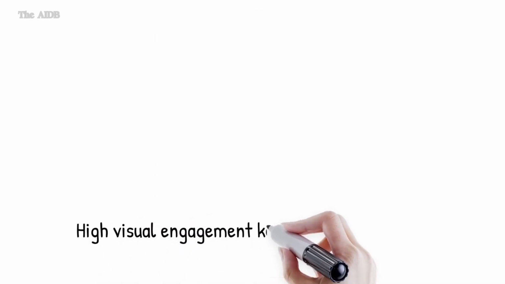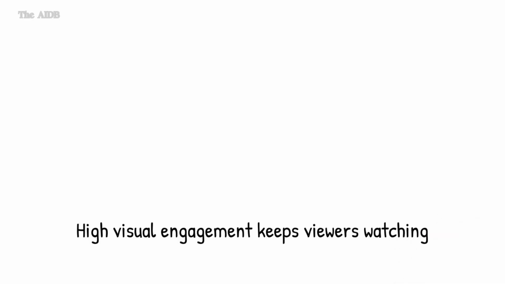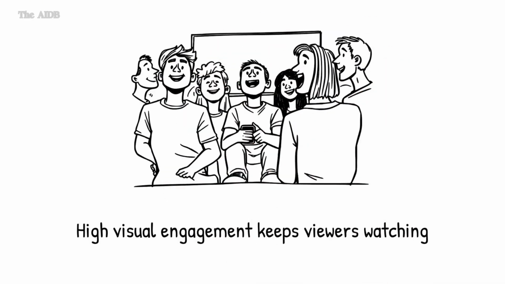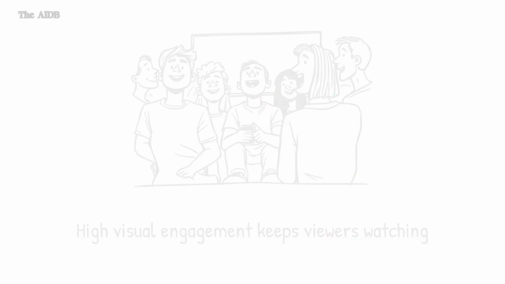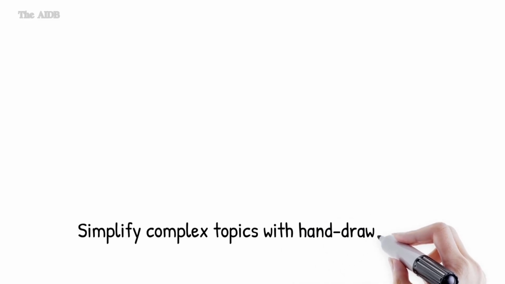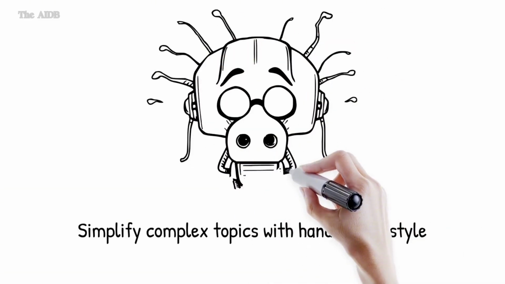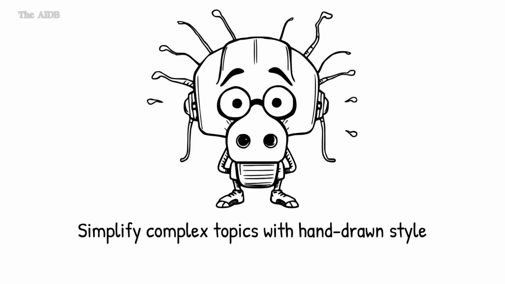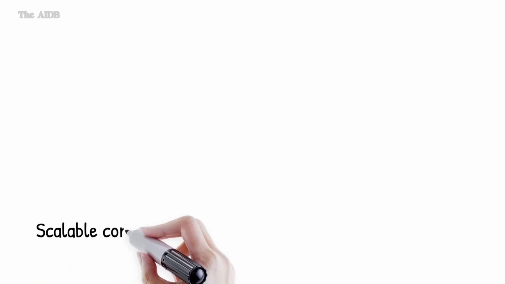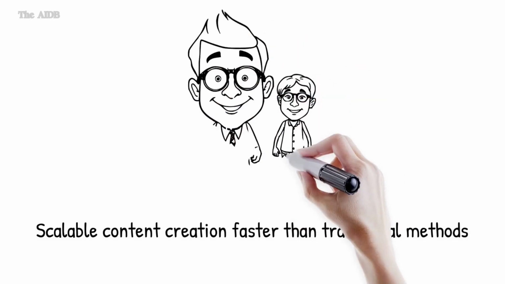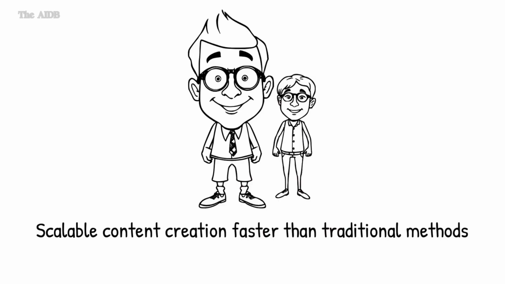2. High visual engagement. Doodle videos are inherently captivating. They draw viewers in and keep them watching, which is crucial for retention on YouTube. 3. Simplifies complex topics. The hand-drawn style makes even abstract or technical subjects easy to understand and remember. 4. Scalable content creation. Once you get the hang of it, you can produce high-quality, unique videos much faster than traditional animation, allowing you to consistently upload.